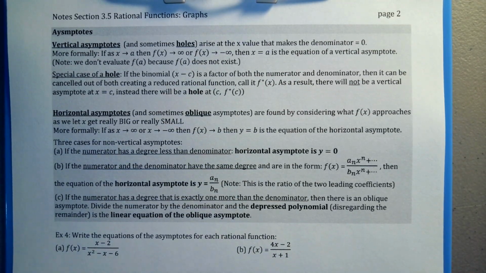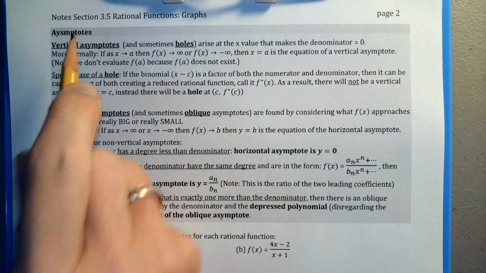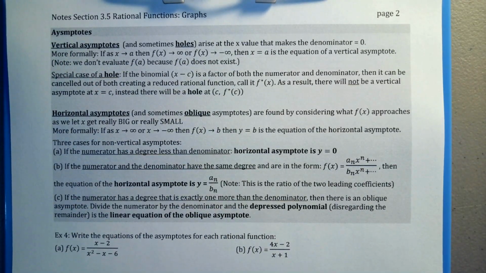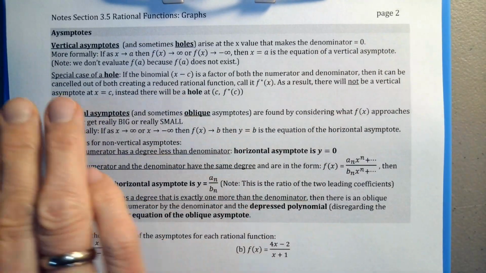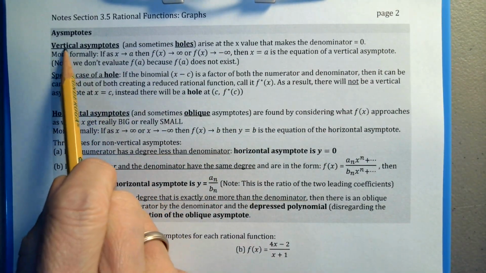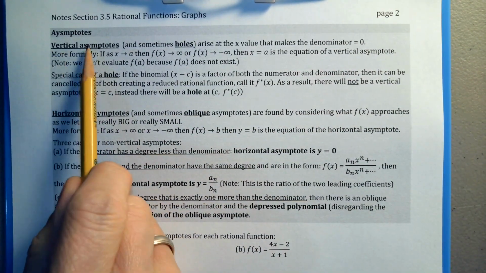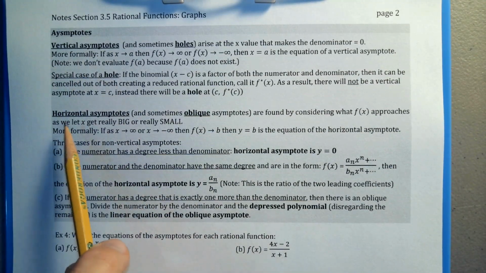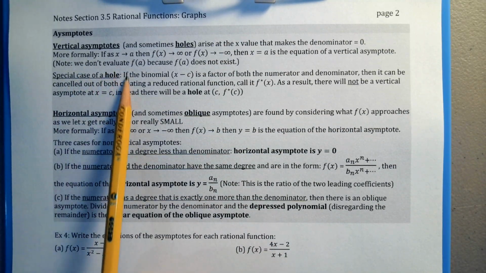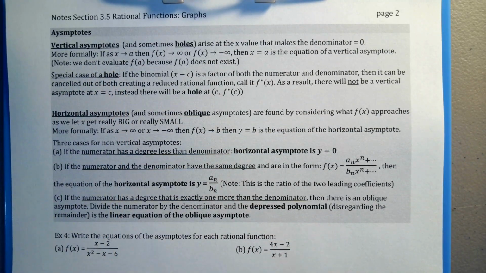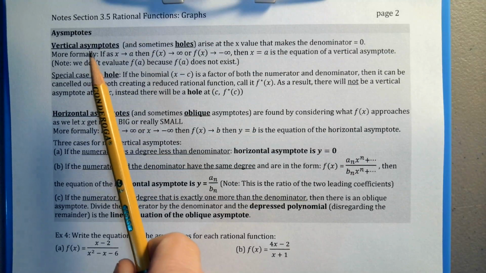All right, this is page 2 of the notes 3-5, rational functions. This first part deals with the rules that help us determine where our vertical and where our horizontal asymptotes are. And then we'll talk about a special case of a hole, and we'll see that in some of the examples down below.